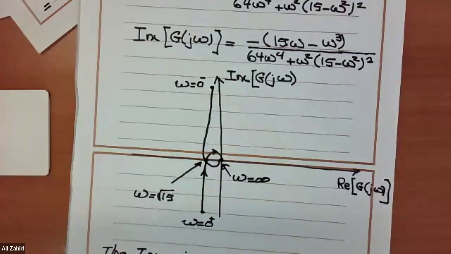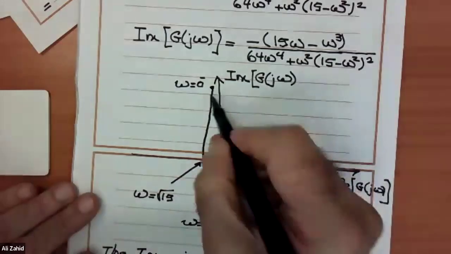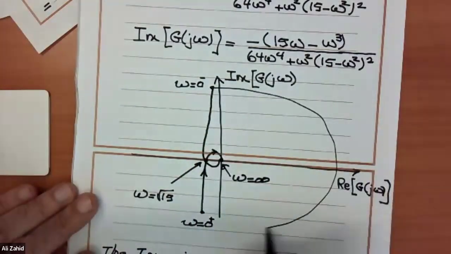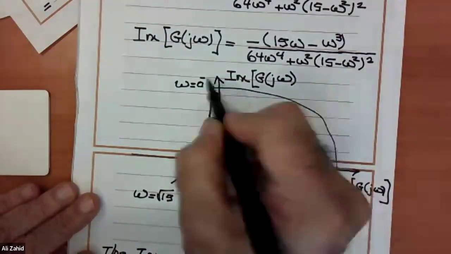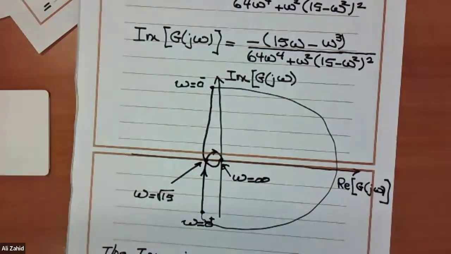Now, when you do this in MATLAB, you will get something like this one and you will get something here, but I don't care about this. Did you get it? Yeah. Okay. Now, please listen. Where is the point minus 1 and 0?